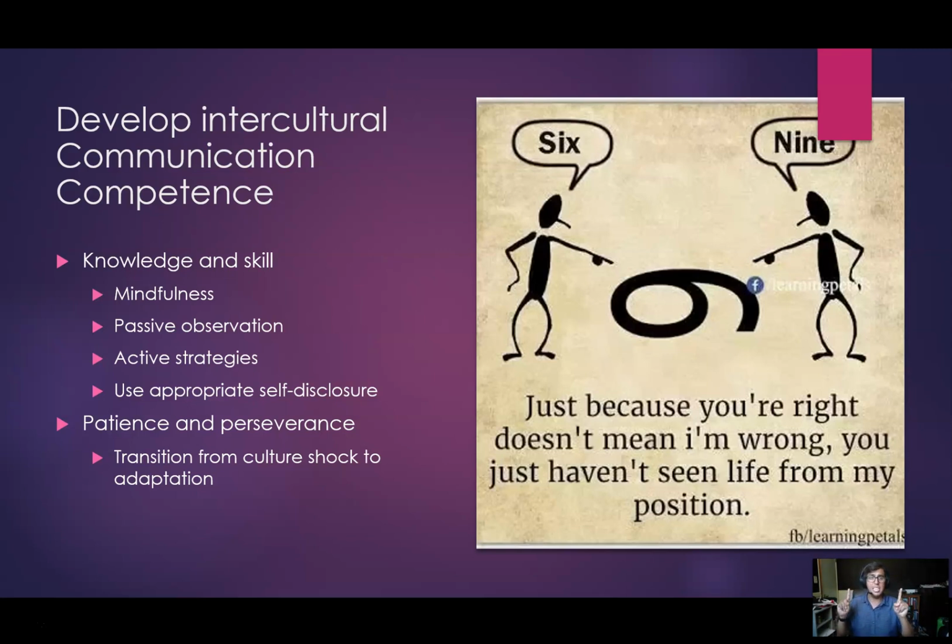One other thing to keep in mind, no one has ever been insulted by someone listening too much to them. By listening, we improve our mindfulness. We engage in some of this active strategy to better learn different people's perspectives.